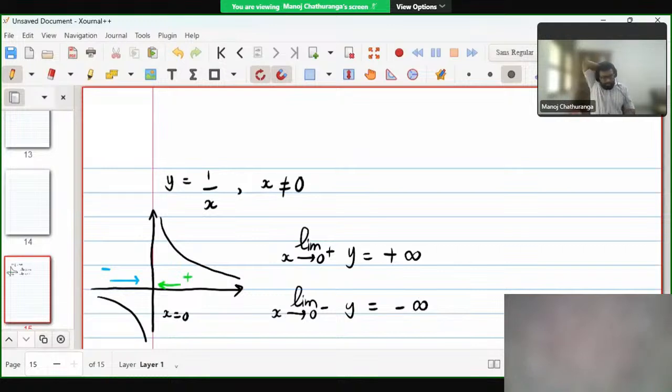This is the primary example for an infinite discontinuity. You should keep this in your mind all the time. Sometimes people say 1 over 0 is infinity. I've seen even A-level students, even some university first year students say 1 over 0 is infinity. It is completely wrong. Depending on how you approach 0, you get two different limits. But still the function is undefined at 0. It has no value.